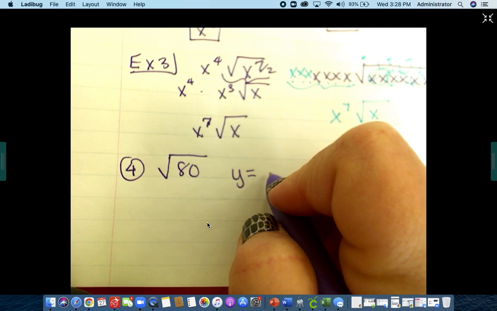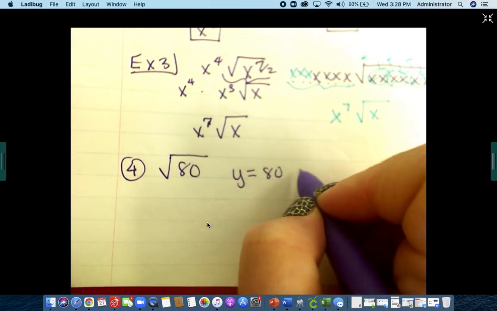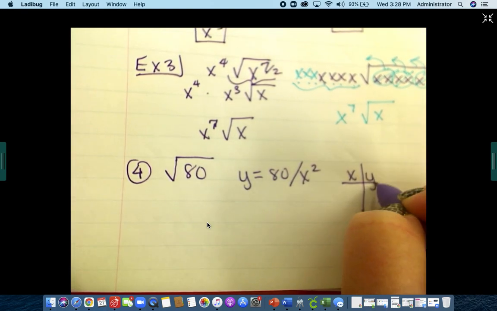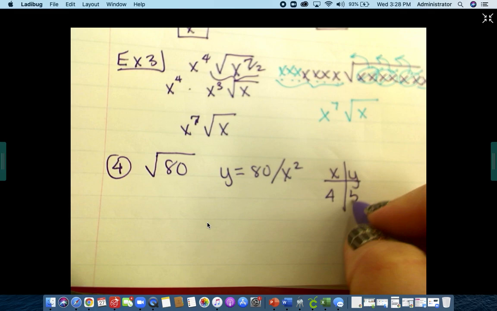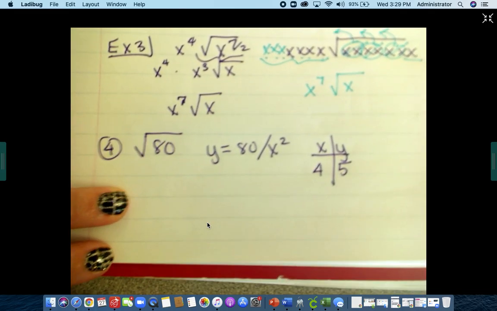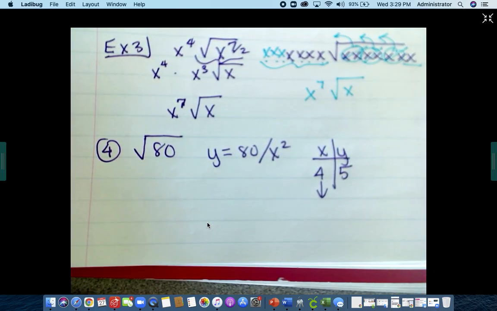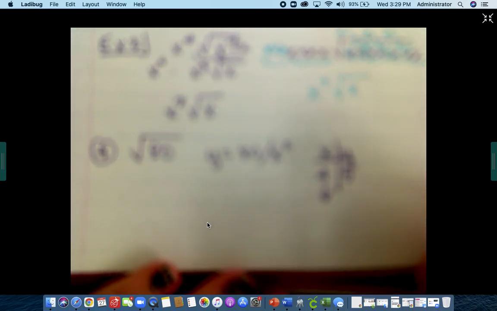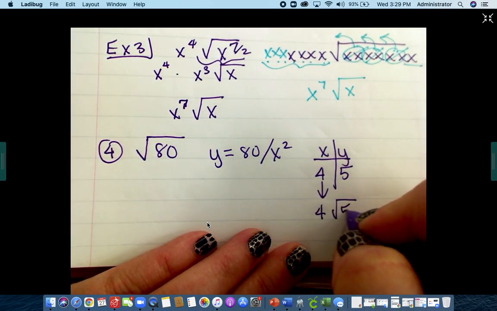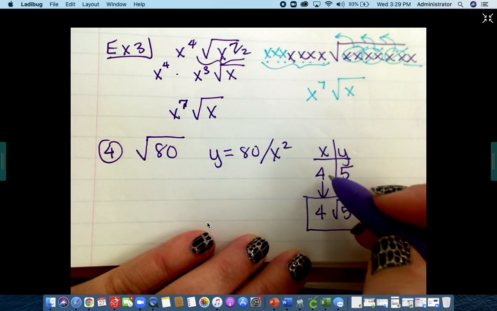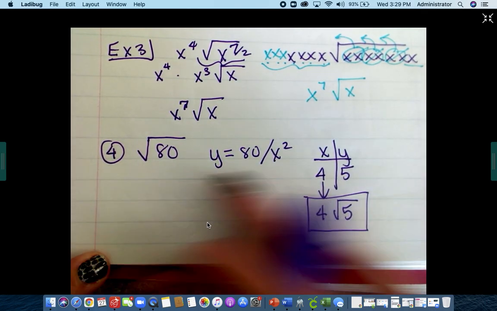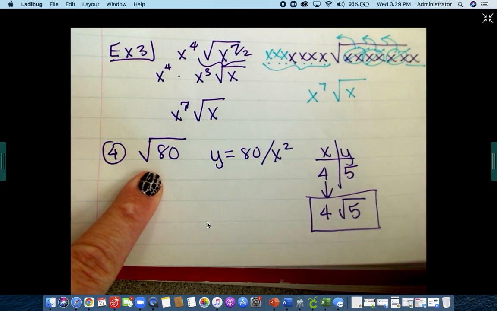I'm going to y equals. I am typing in my radicand 80 divided by x squared. I am looking on my table for the last integer ordered pair, which is 4, 5. And then I'm using that to write my answer. So remember, it would always be x root y, or in other words, 4 square roots of 5. So the first number comes down, the second number goes inside the radical. So that's just a quick review of a problem where we have the square root of a non-perfect square.